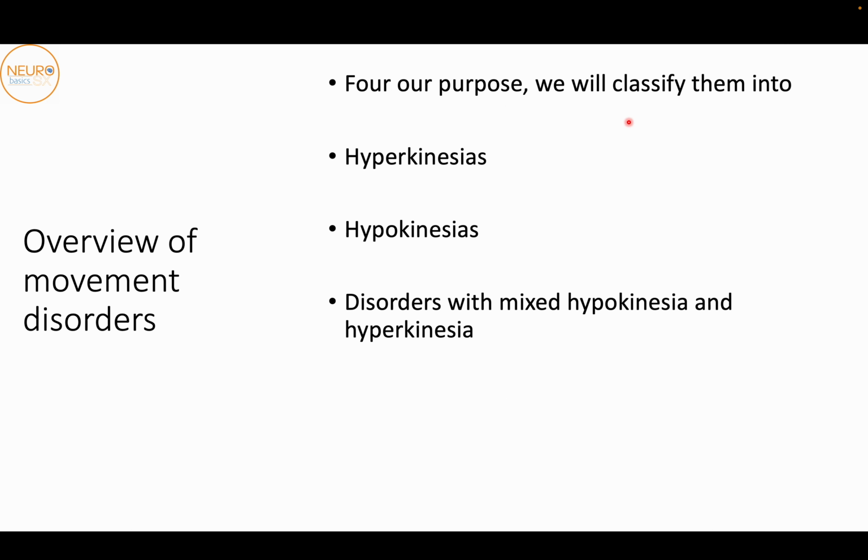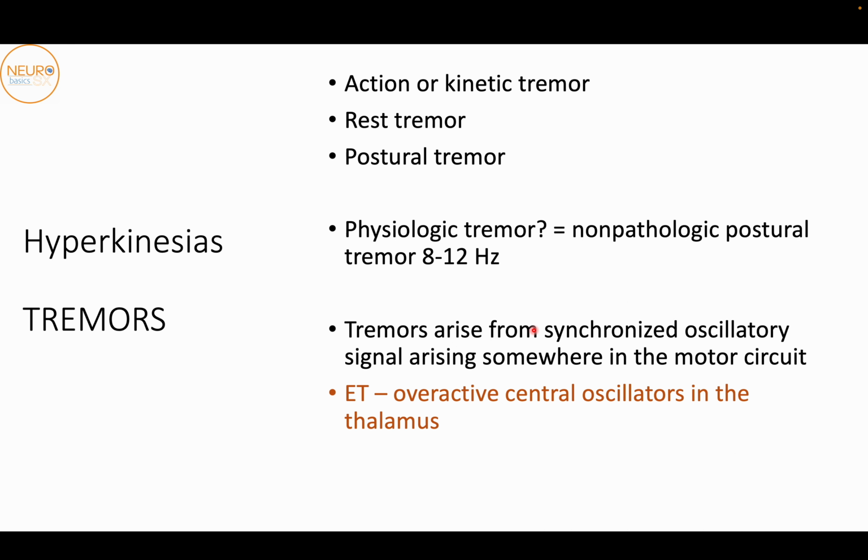So for our purpose, we will classify these movement disorders into hyperkinesias, hypokinesias, and disorders with mixed hypokinesia and hyperkinesia. So coming to the hyperkinetic disorders, these are disorders where movement is increased or exaggerated. So we're going to see some abnormal movement happening. The most common movement disorder that exists is essential tremor.